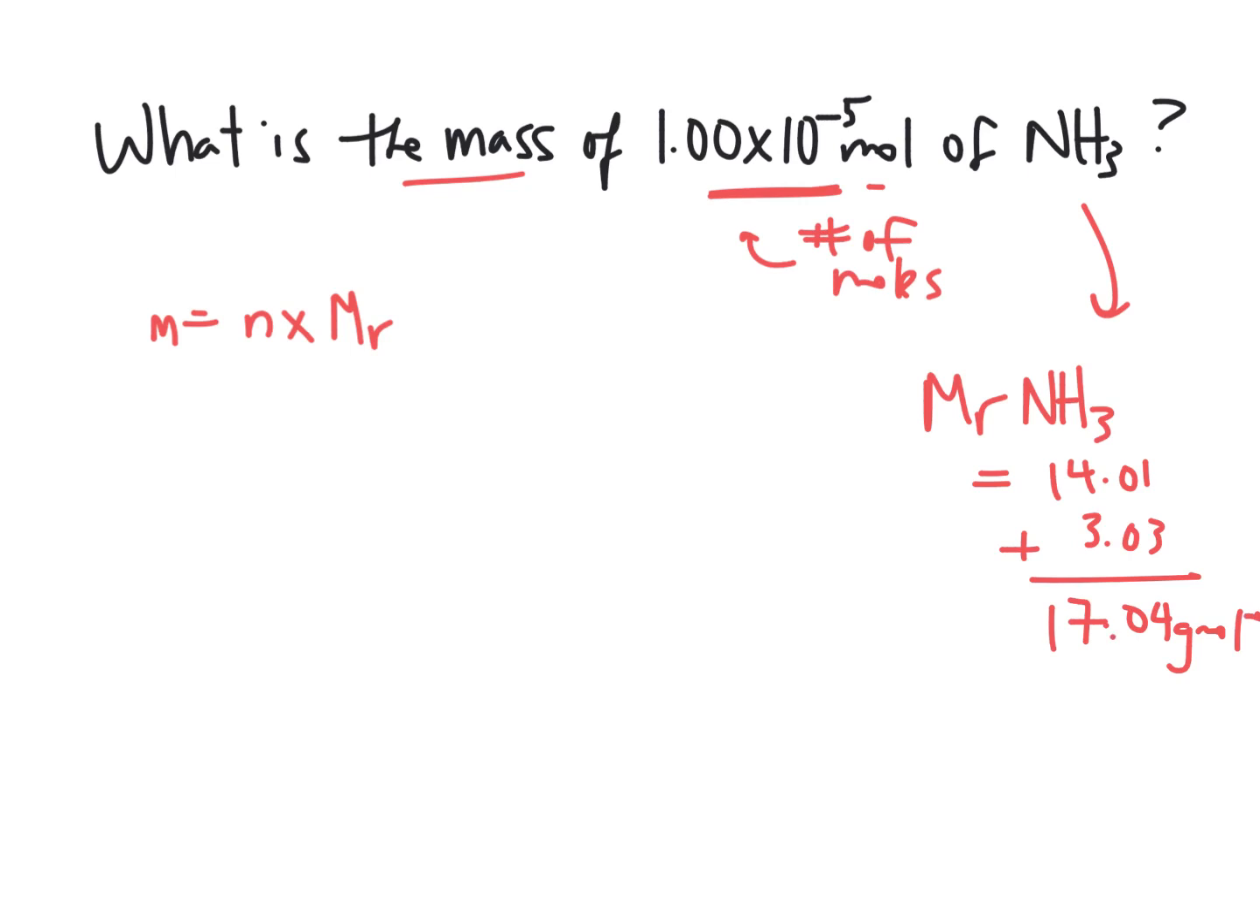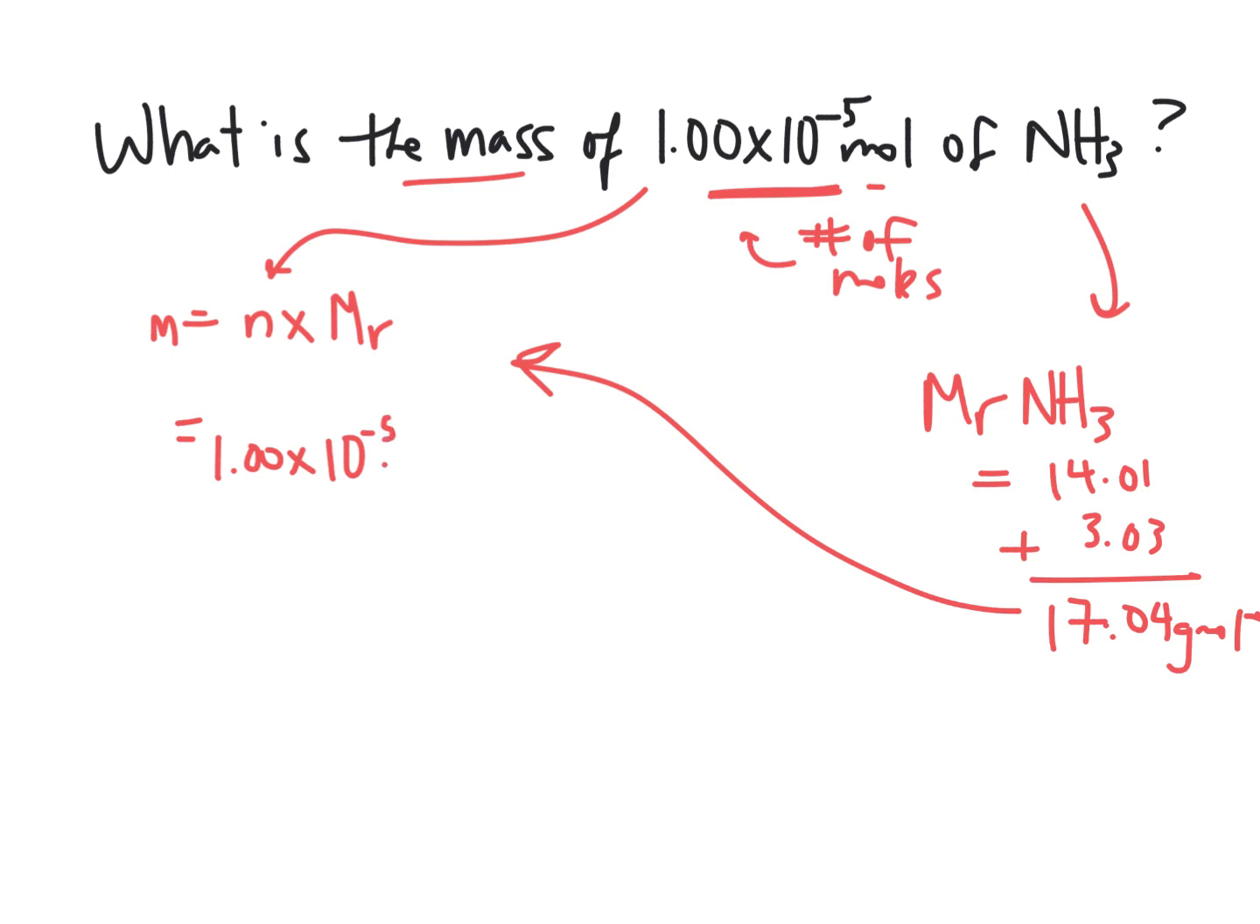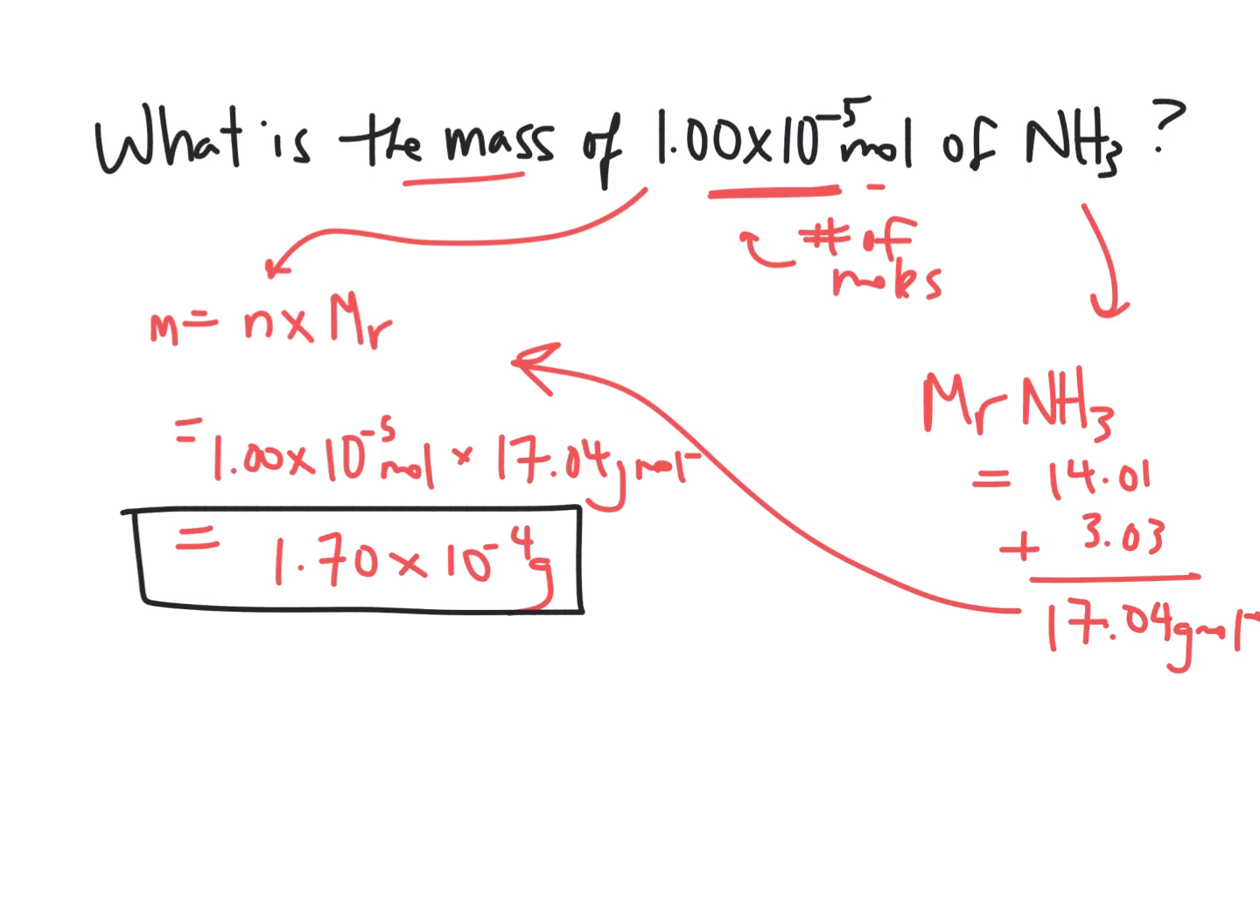All right, so then we sub that in, and we sub this in. We're going to get 1.00 times 10 to the minus 5 multiplied by 17.0. Get your calculator fired up. And what are we going to get? 1.70 times 10 to the minus 4 grams. That is the mass of ammonia in that given number of moles.